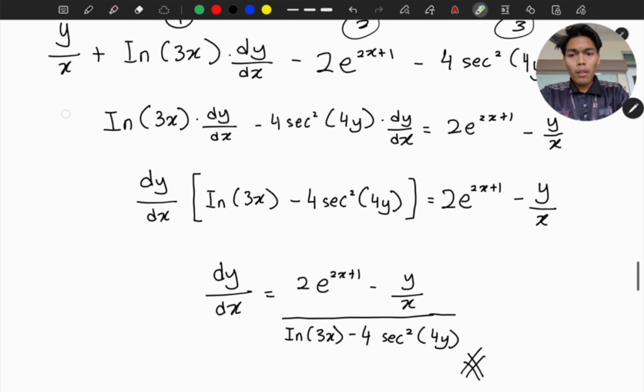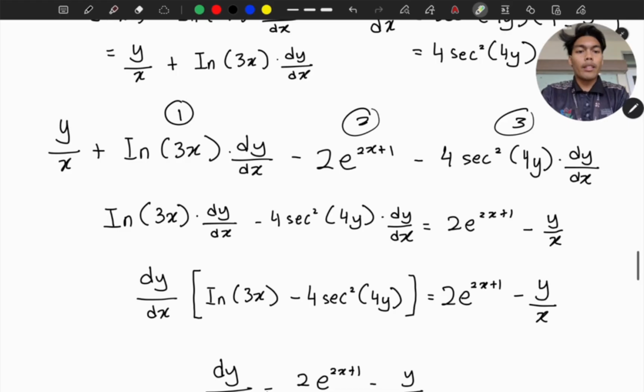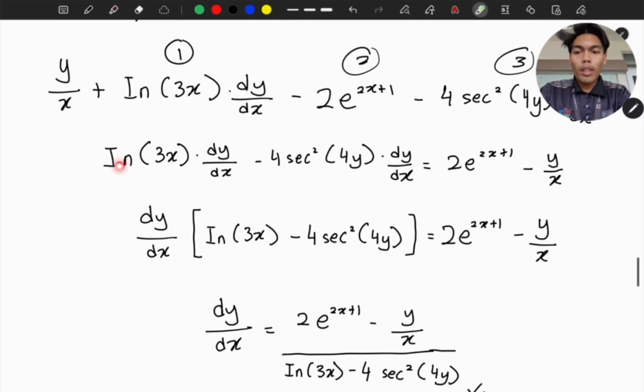So for the next step, we need to put the dy over dx to the front, and the right side is the terms that don't have dy over dx. So we rearrange, and we get ln 3x times dy over dx minus 4 secant squared 4y times dy over dx equal to 2 exponent 2x plus 1 minus y over x. So we simplify it with dy over dx bracket ln 3x minus 4 secant squared 4y bracket equal to 2 exponent 2x plus 1 minus y over x.